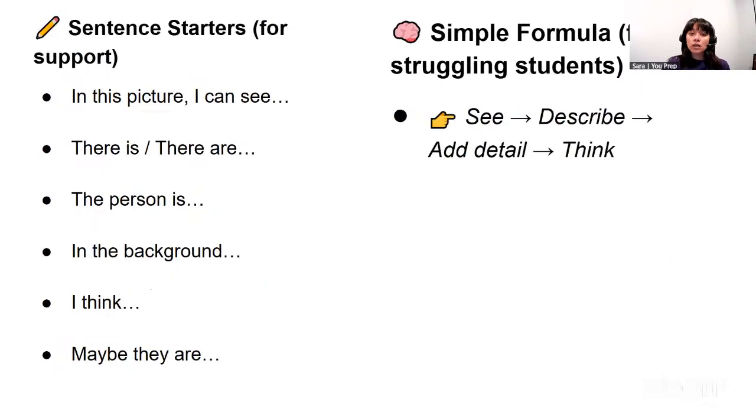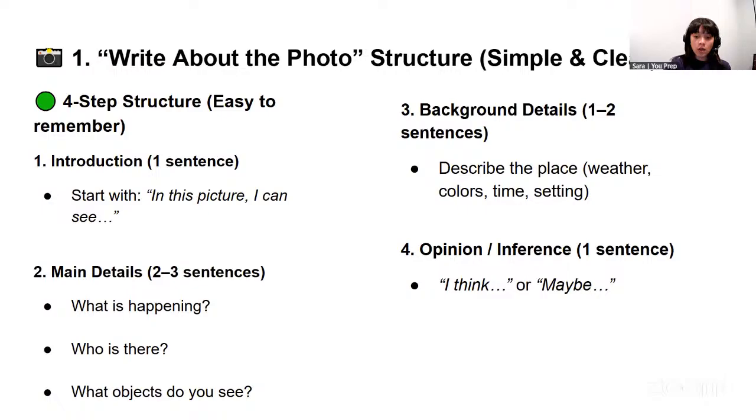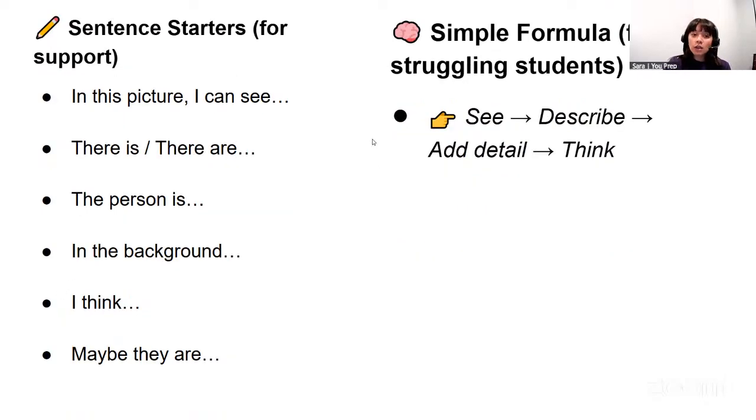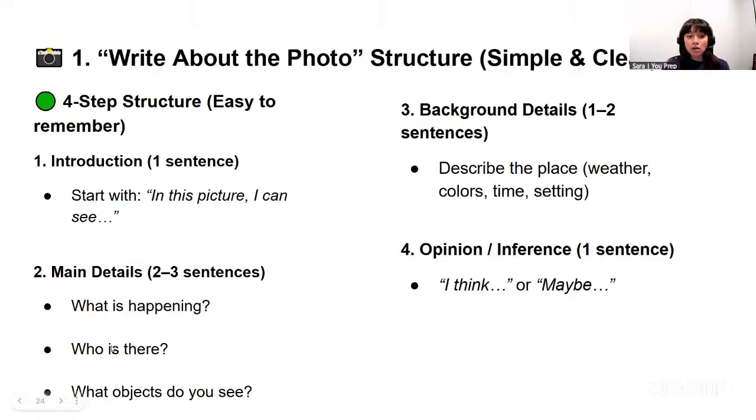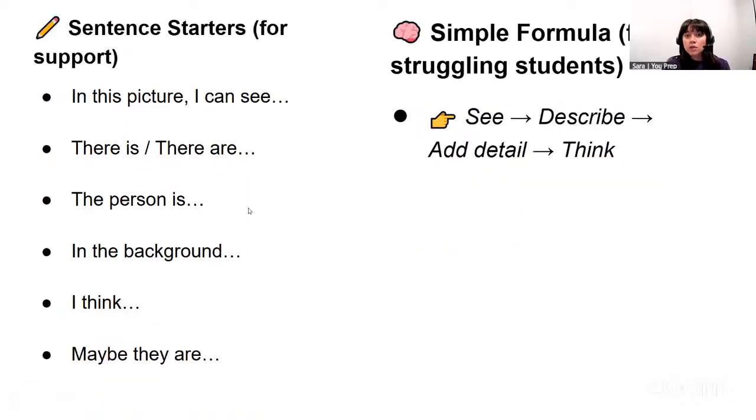And some sentences that we can use to go through all these four steps are, in this picture, I can see, which helps you with the introduction. Same with there is, there are. You can use these two for your introduction to give your statement. You can say, there is a tree in the middle of the landscape, for example. When you're describing the person, who is there? There is a person. What is the person doing? The person is standing in the middle of the park.